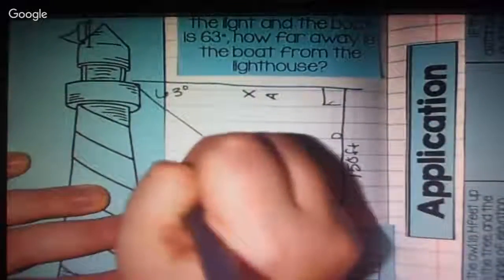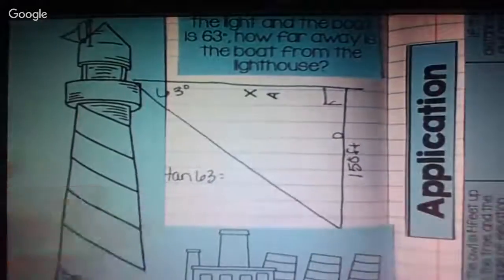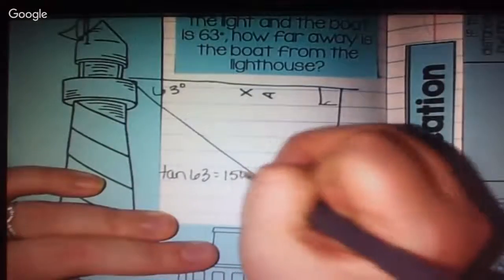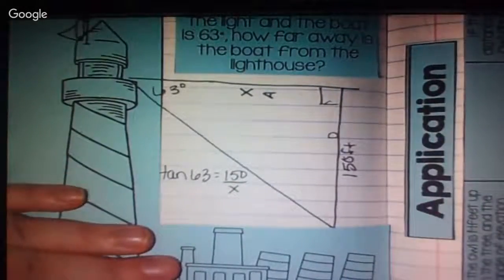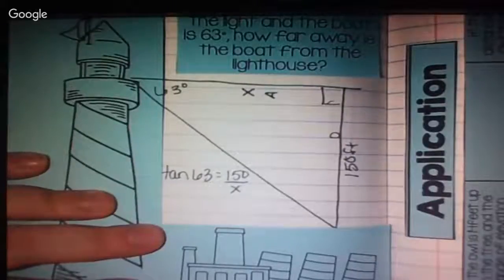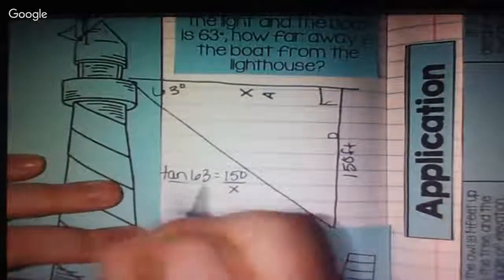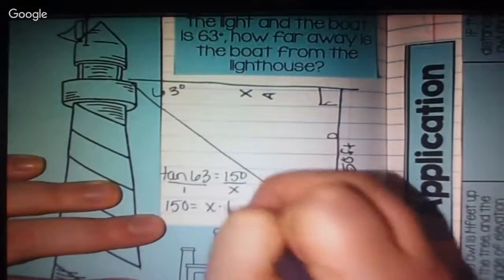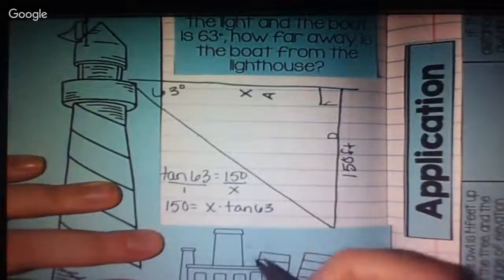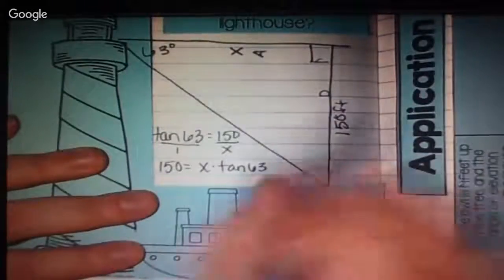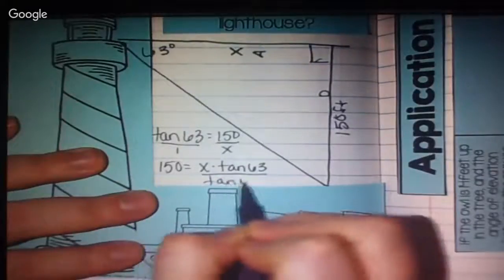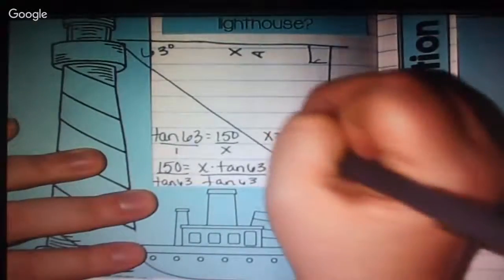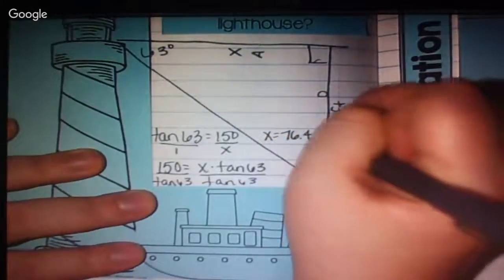So we've got tangent of my angle equals 150 over x. Okay, so when I put this over 1 and cross multiply, I get 150 equals x times the tangent of 63. So we have one extra step with this one. We've got to divide by the tangent of 63. You said what? 76.4, and this should be in feet.